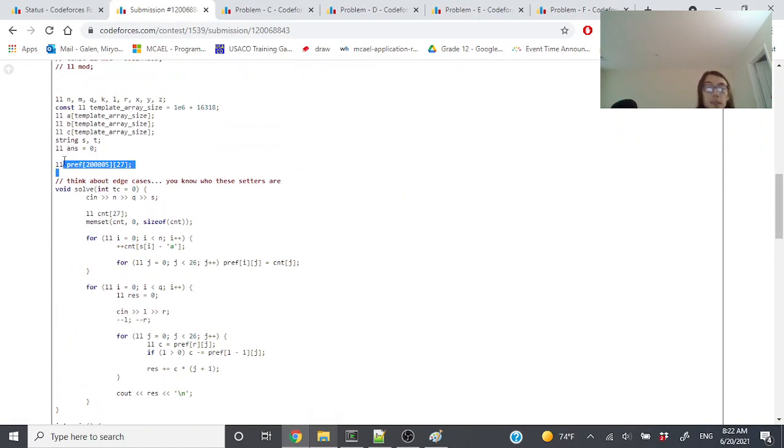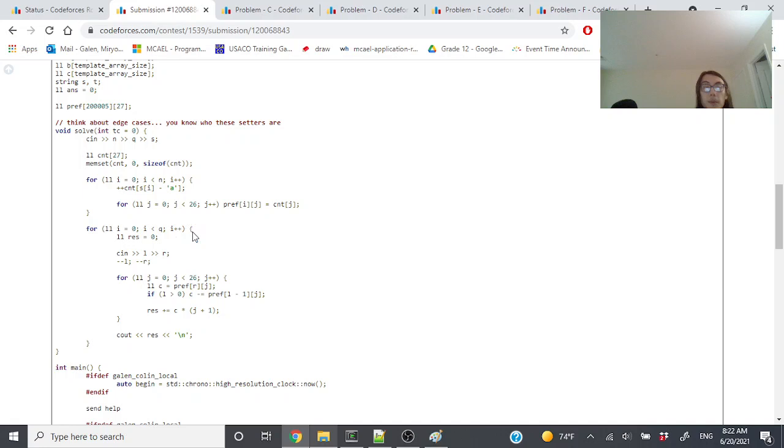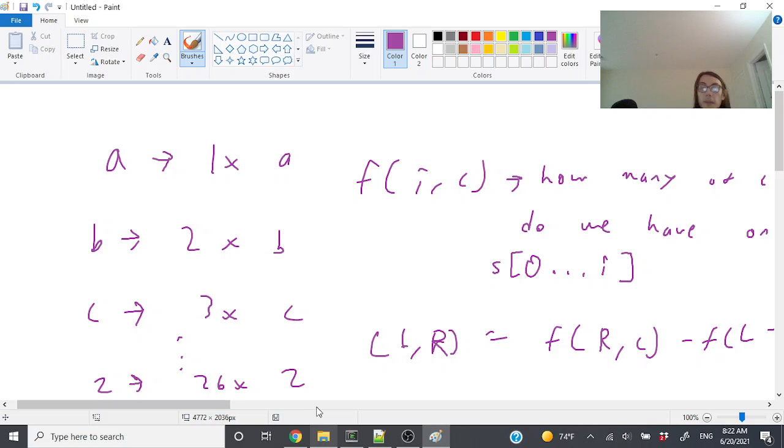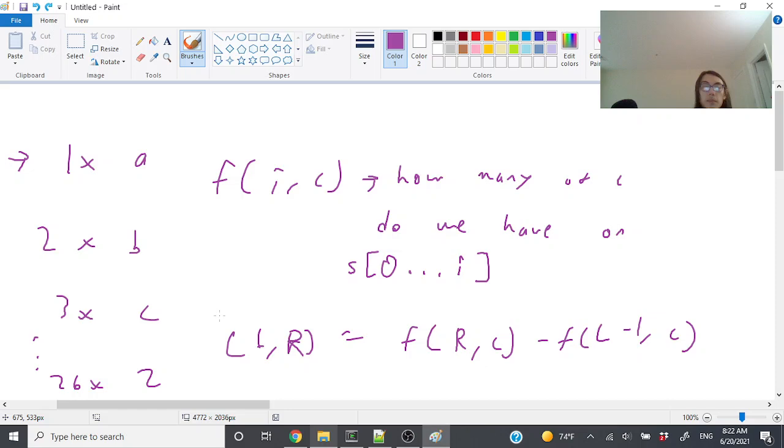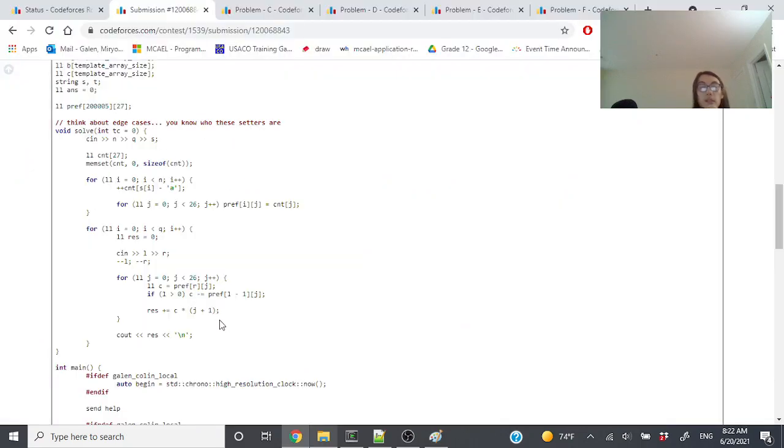So we do prefix sums here. Then for each query, we read in 2 values. Then we query the prefix sums, then we use this formula. So it's the number on the right minus the number to the left. And then we add that frequency times the position of the character in the alphabet.